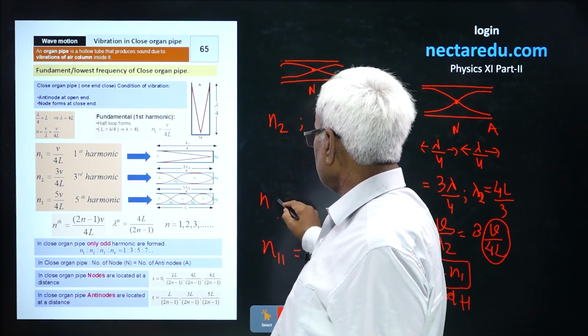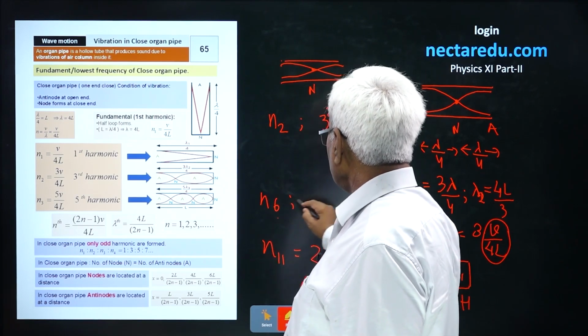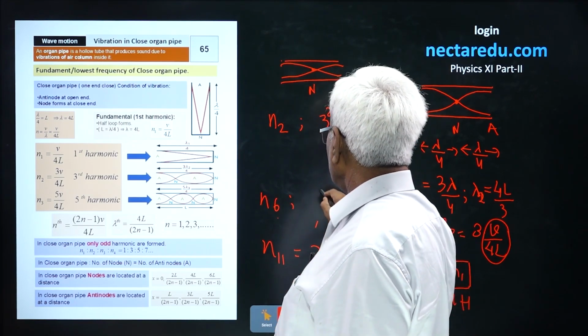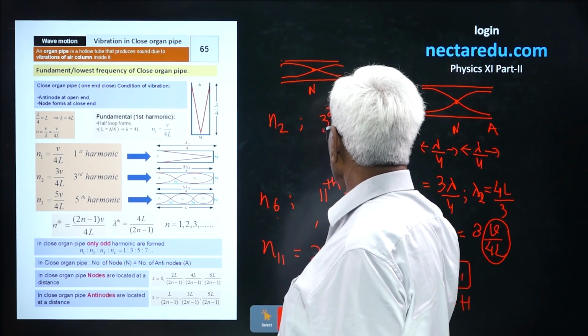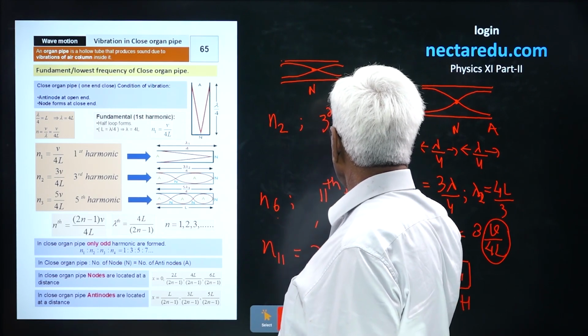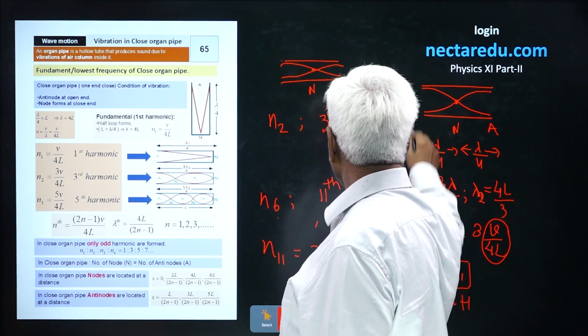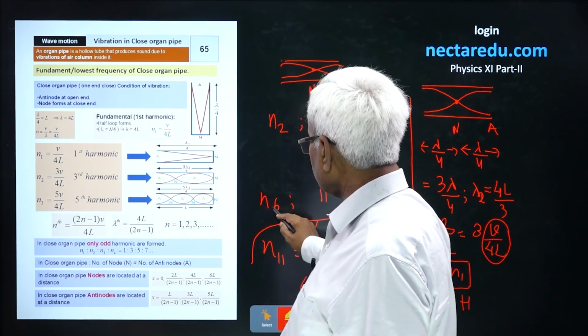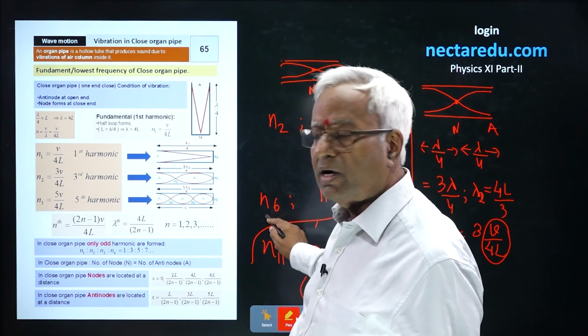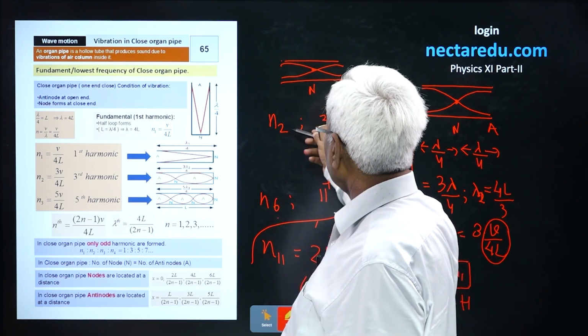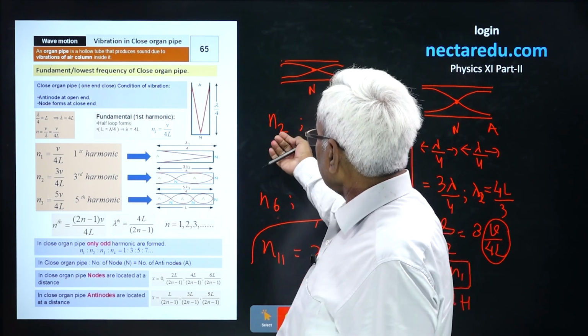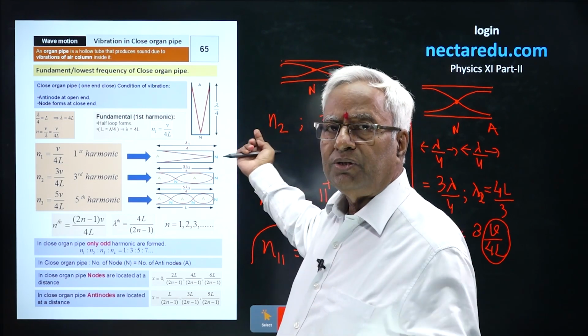Similarly, if it is N6, then you are going to call it 11th harmonic and 5th overtone. This entire process will go on. For deciding the harmonic, multiply by 2 and then reduce 1. And for deciding the number of overtones, simply from this serial number you have to reduce 1.